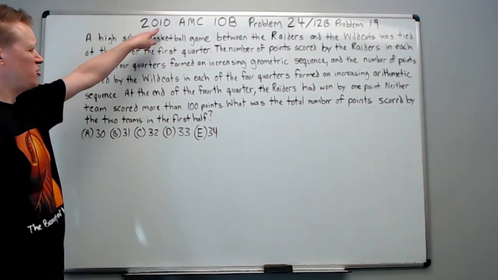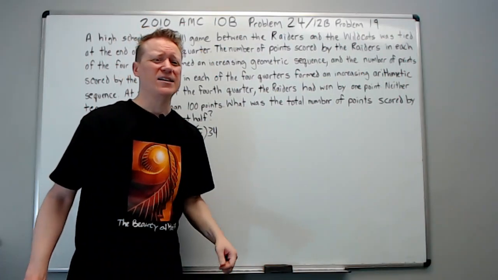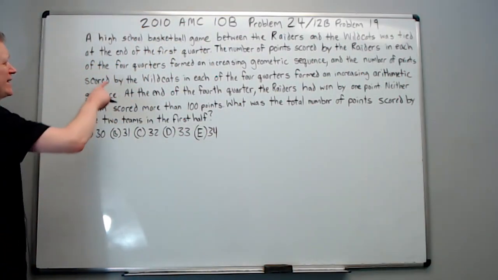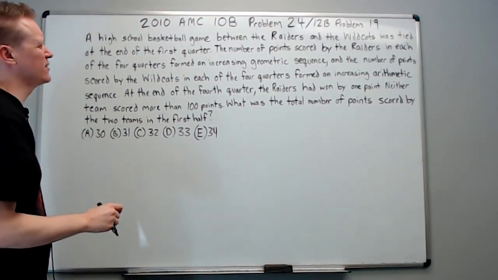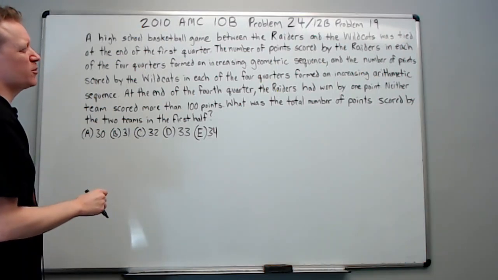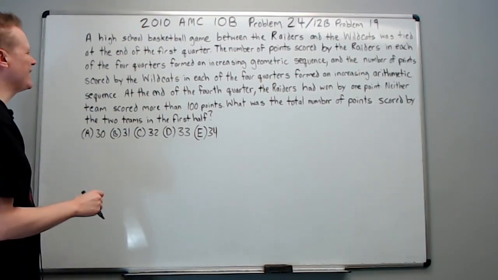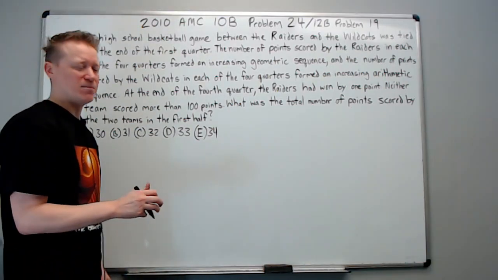All right, so this is the 2010 AMC 10B problem 24. It's also the 12B problem 19. A high school basketball game between the Raiders and the Wildcats was tied at the end of the first quarter. The number of points scored by the Raiders in each of the four quarters formed an increasing geometric sequence.